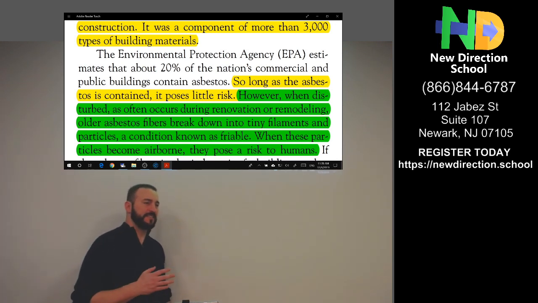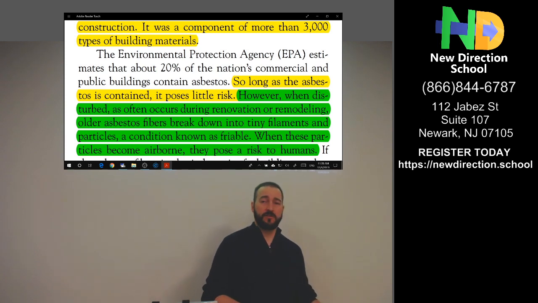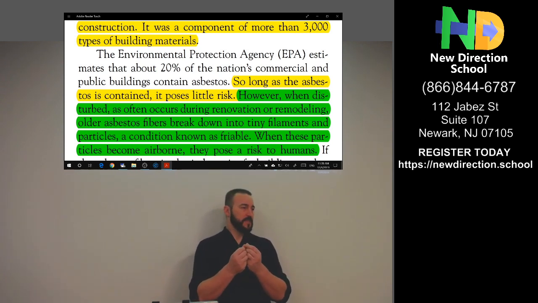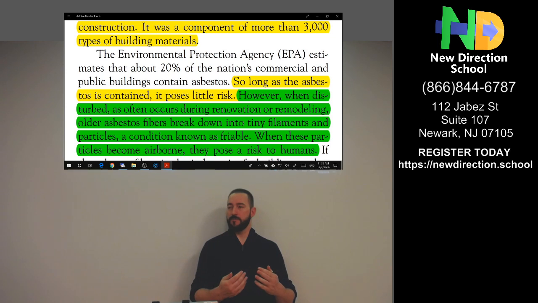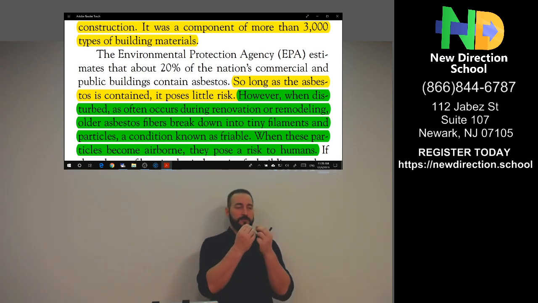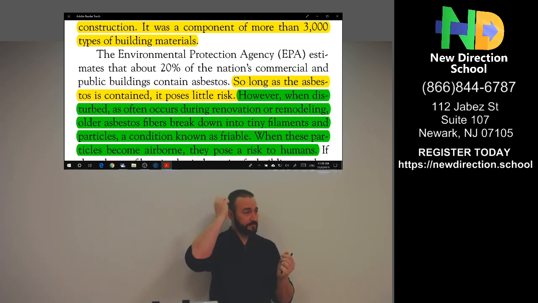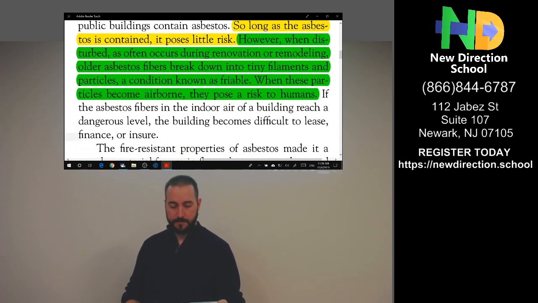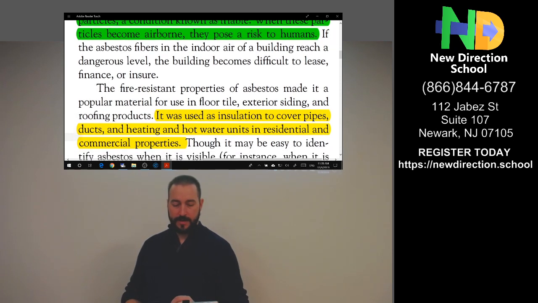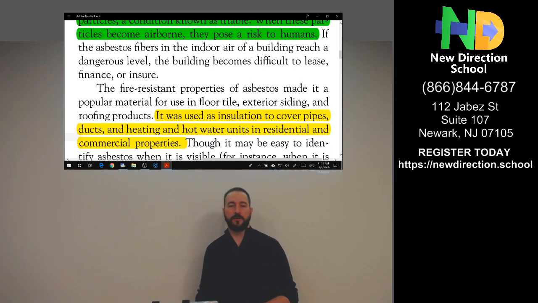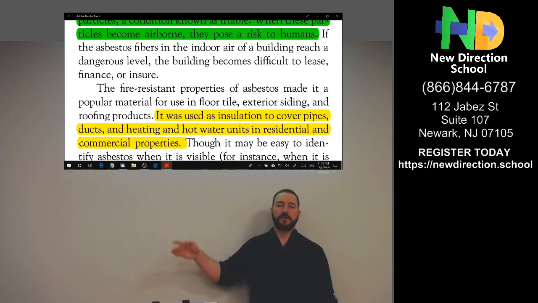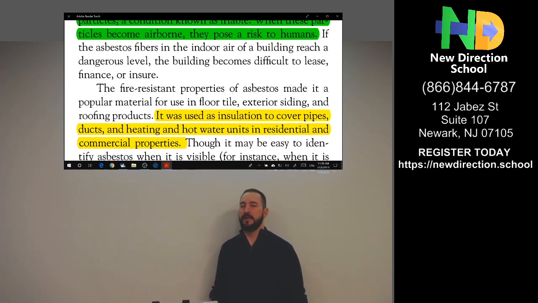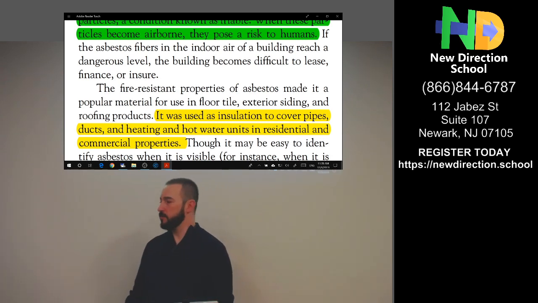So your problem is not the asbestos as it is. The problem is once it starts deteriorating, once you start doing renovations, right? It breaks down into tiny, like hair, right? It's so tiny and you can inhale it. When you inhale it, it could lodge in your lungs and cause problems. Okay? Now, what was it used for? It was used for insulation to cover pipes, ducts, heating, and hot water units in residential and commercial properties.